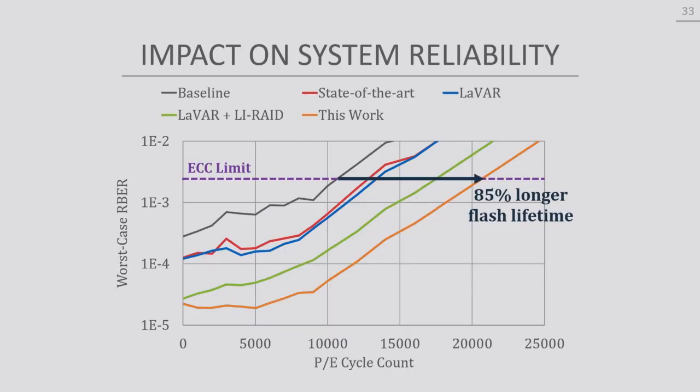So the black curve shows the baseline, which uses a fixed read reference voltage, and the red curve shows the state-of-the-art technique to predict the optimal read voltage. And then ignore the two other lines, but look at the orange line, which shows the combined error rate of all three of the mechanisms, which we call this work. So as we can see, this work, when combining all three mechanisms, can improve flash lifetime by 85%. And then if we keep the lifetime the same, we can lower the ECC storage overhead by 79%, which is a lot.